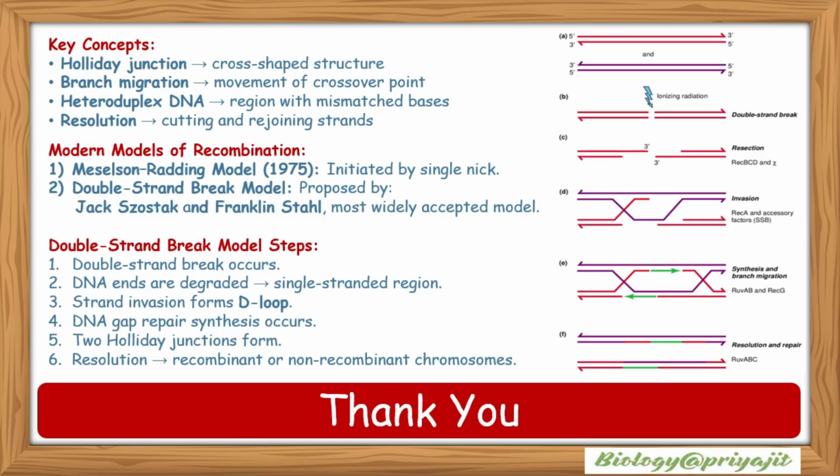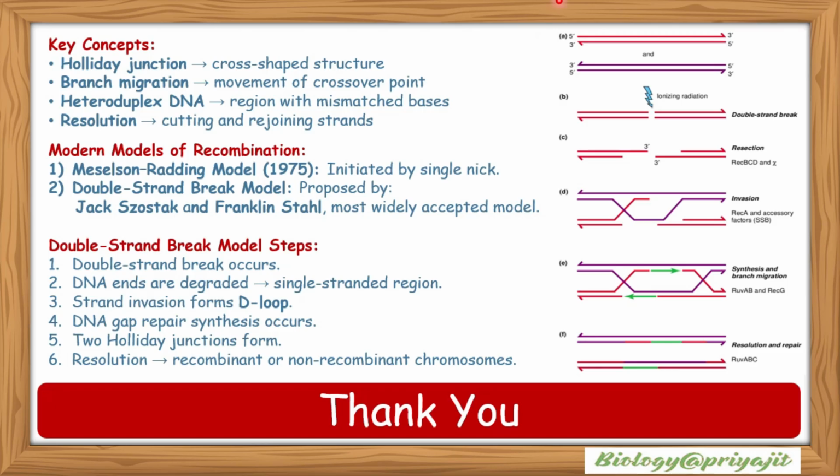Modern models of recombination: the Meselson-Radding model, 1975, initiated by a single nick, and the double-strand break model, proposed by Jack Szostak and Franklin Stahl, is the most widely accepted model. These are the double-strand break model steps. A double-strand break occurs, DNA ends are degraded to form single-stranded regions, then strand invasion forms a D-loop, DNA gap repair synthesis occurs, and two Holliday junctions form. Resolution gives recombinant or non-recombinant chromosomes.